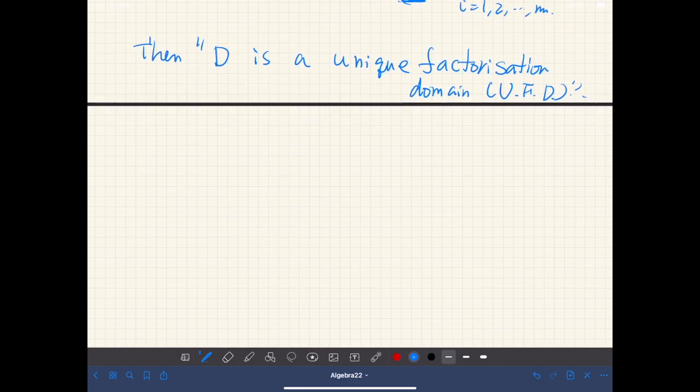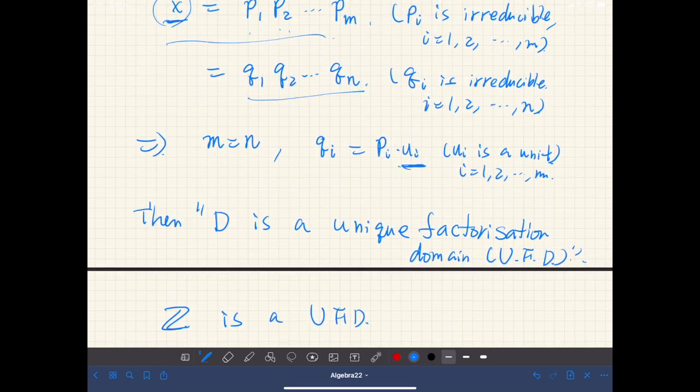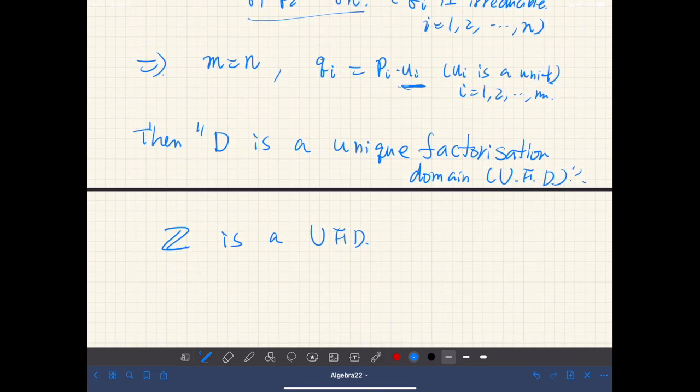And as a matter of fact, the set of integers is a unique factorization domain. Every non-zero integer that is not equal to 1 can be expressed as a product of prime numbers. And prime numbers are irreducible. So the set of integers is a unique factorization domain.